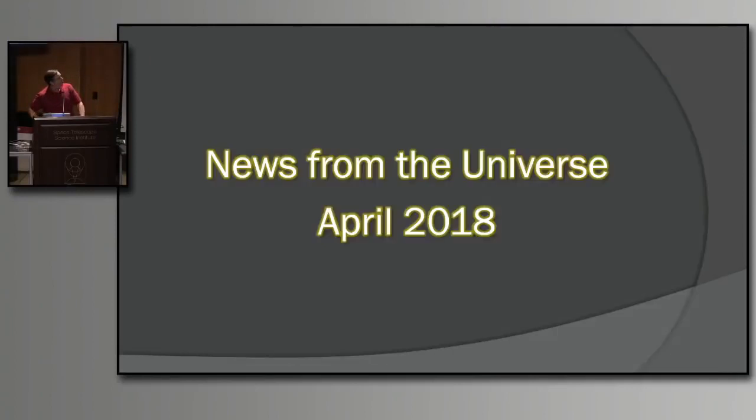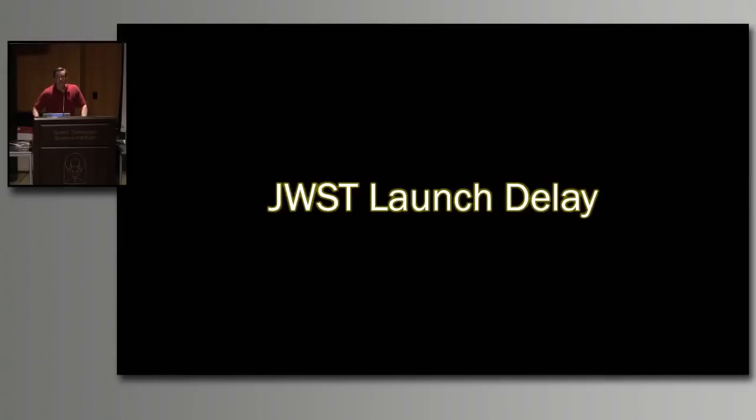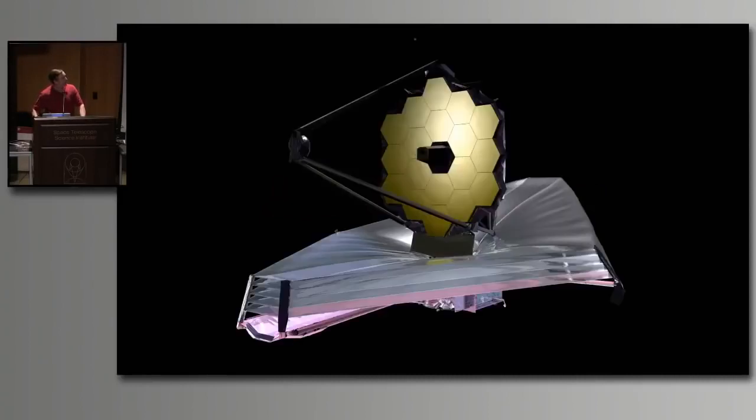And now our news from the universe for April 2018. Our first story, unfortunately, is the James Webb Space Telescope had another launch delay. All right, and the NASA press, this is the James Webb Space Telescope. It is a 6.5 meter infrared space telescope. It's really one of the most technically challenging things we've ever launched into space. Possibly the most technically challenging civilian thing we've ever launched into space.